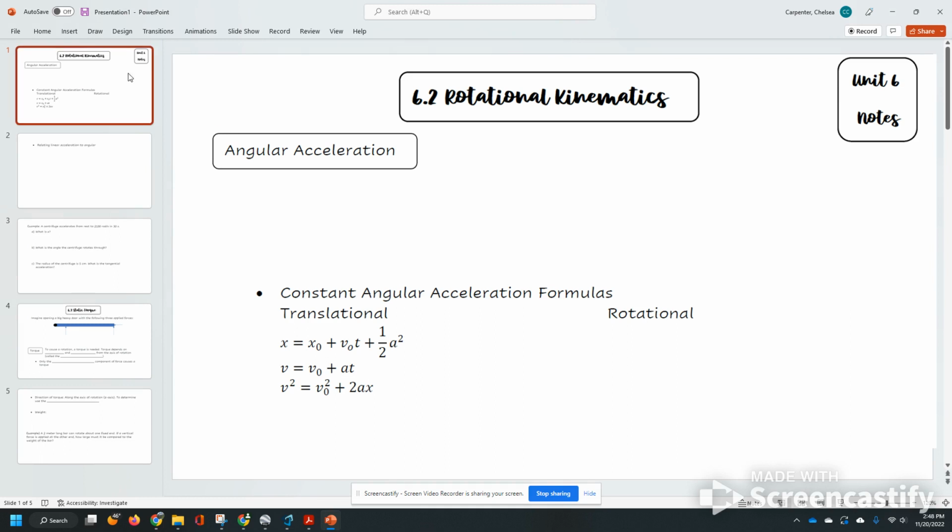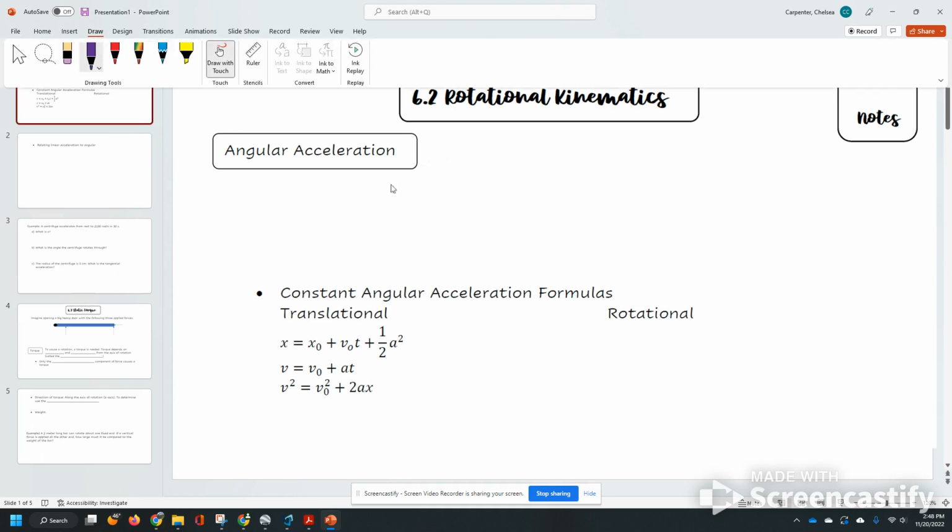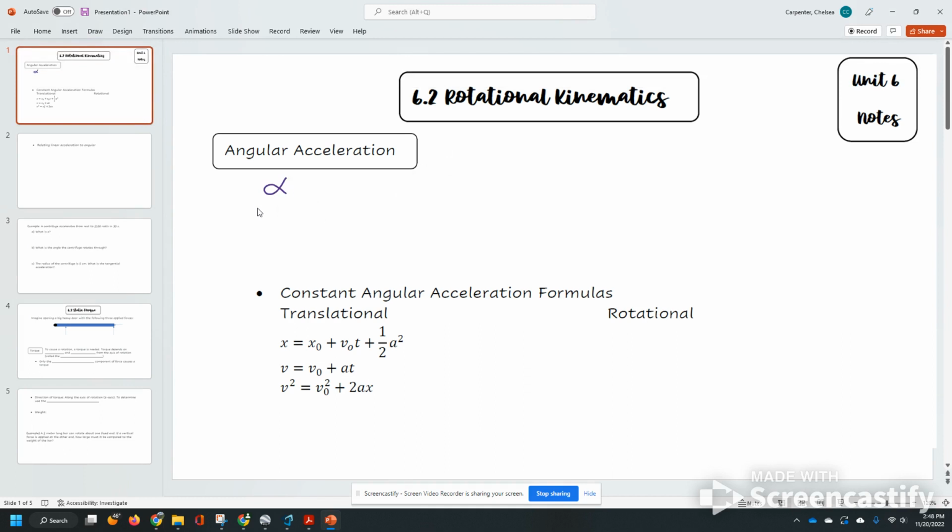So first thing we're going to define is angular acceleration. Angular acceleration has the symbol alpha. It's a Greek letter. And the unit for angular acceleration is a radian per second squared. The definition of angular acceleration is the change in angular velocity over time. So kind of like regular acceleration, we're just throwing an angular term in there. So angular acceleration is the change in angular velocity over change in time. Cool. So it is, again, a rate of change.